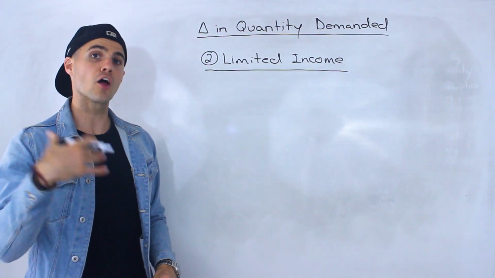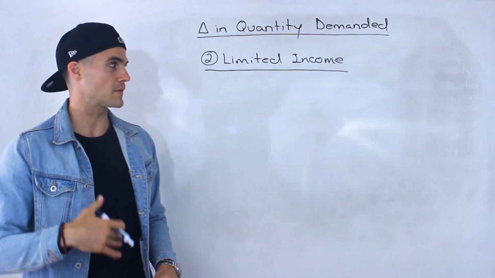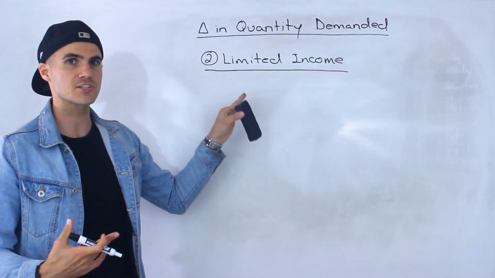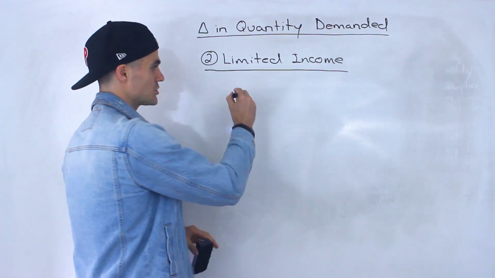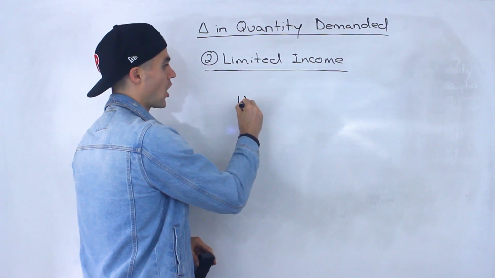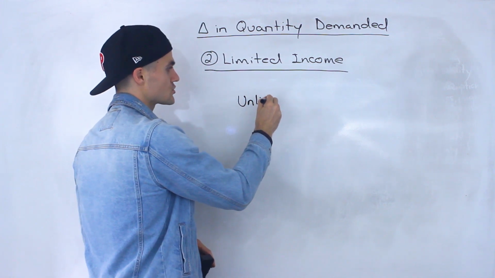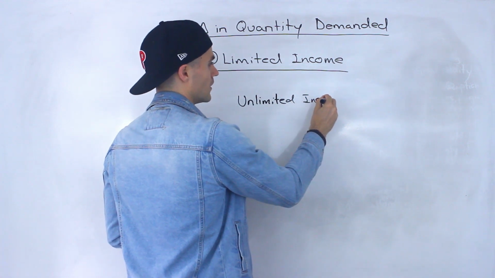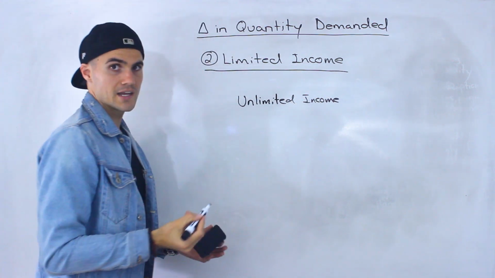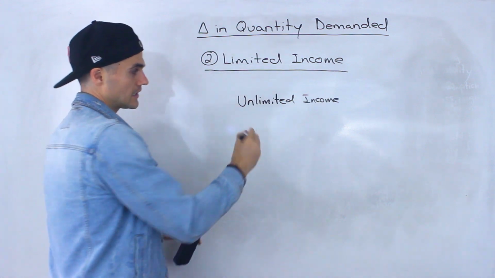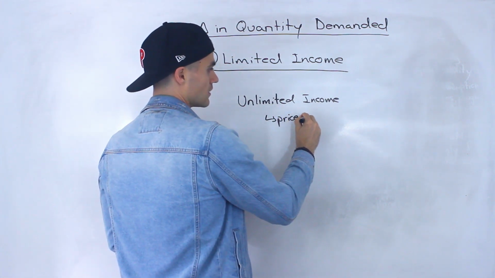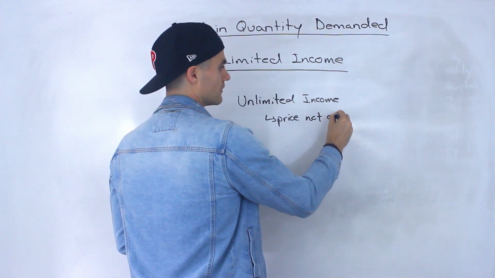So now let's look at the other part of a consumer's perspective, and that's the fact that they have limited income. And to start talking about limited income, let's actually pretend for a sec that the opposite is happening. Let's say a consumer has unlimited income, which would be nice. And if there was unlimited income, then notice how price wouldn't be a factor.